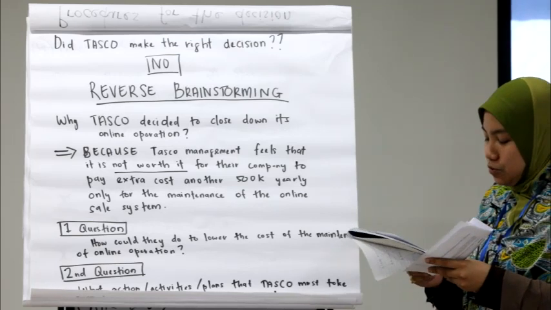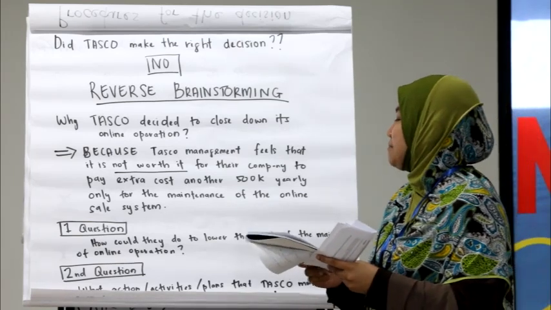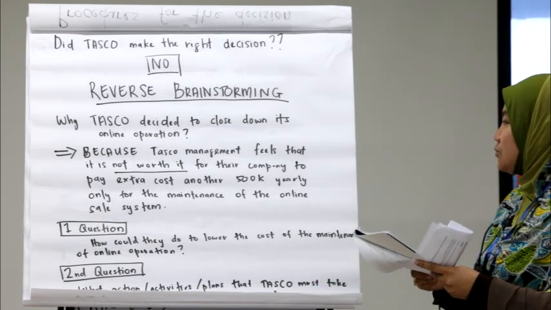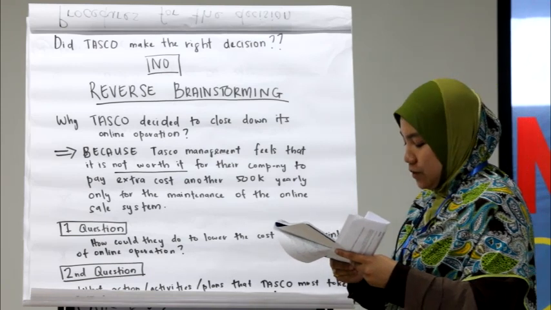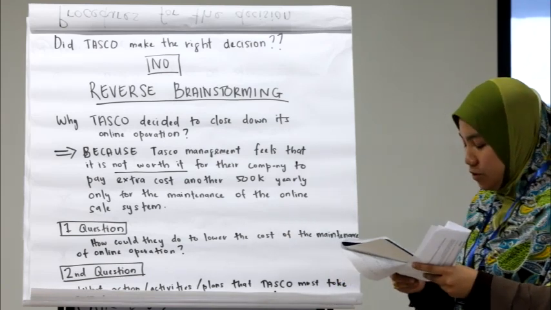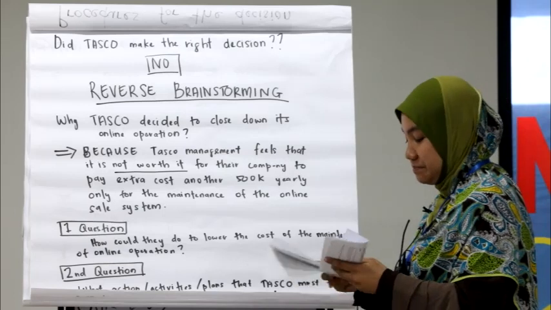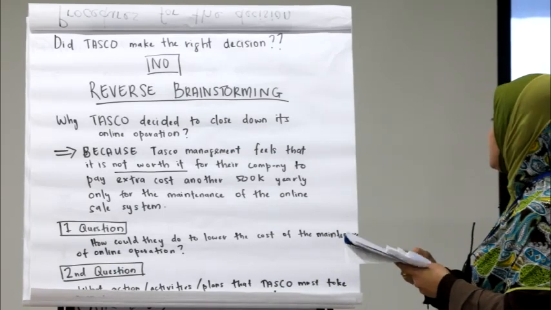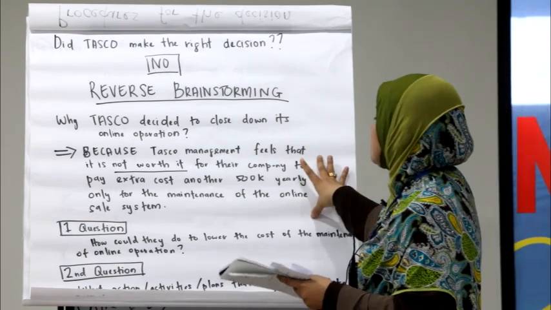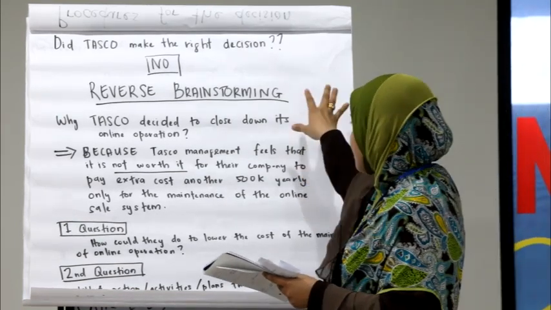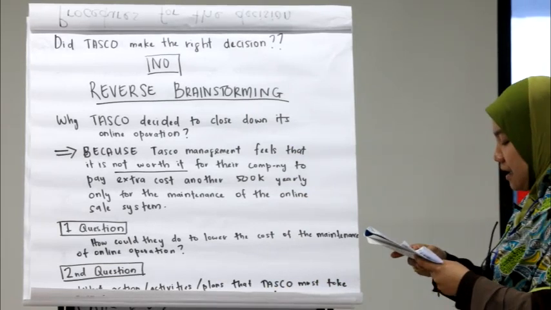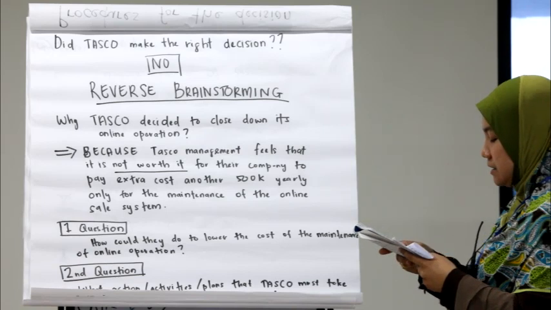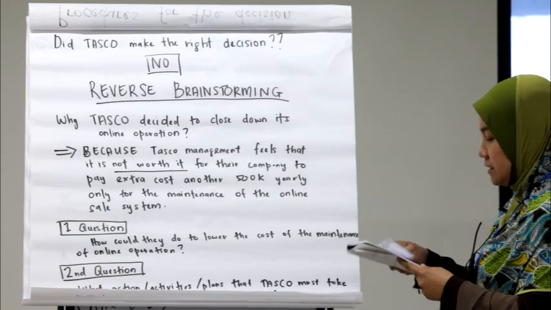So, to get to the main problem and to try to solve it, we choose to use the reverse brainstorming approach to brainstorm the idea. Firstly, we have to clearly identify the problem or challenge. So, this is the problem. And the second one, we have to reverse the problem or challenge.